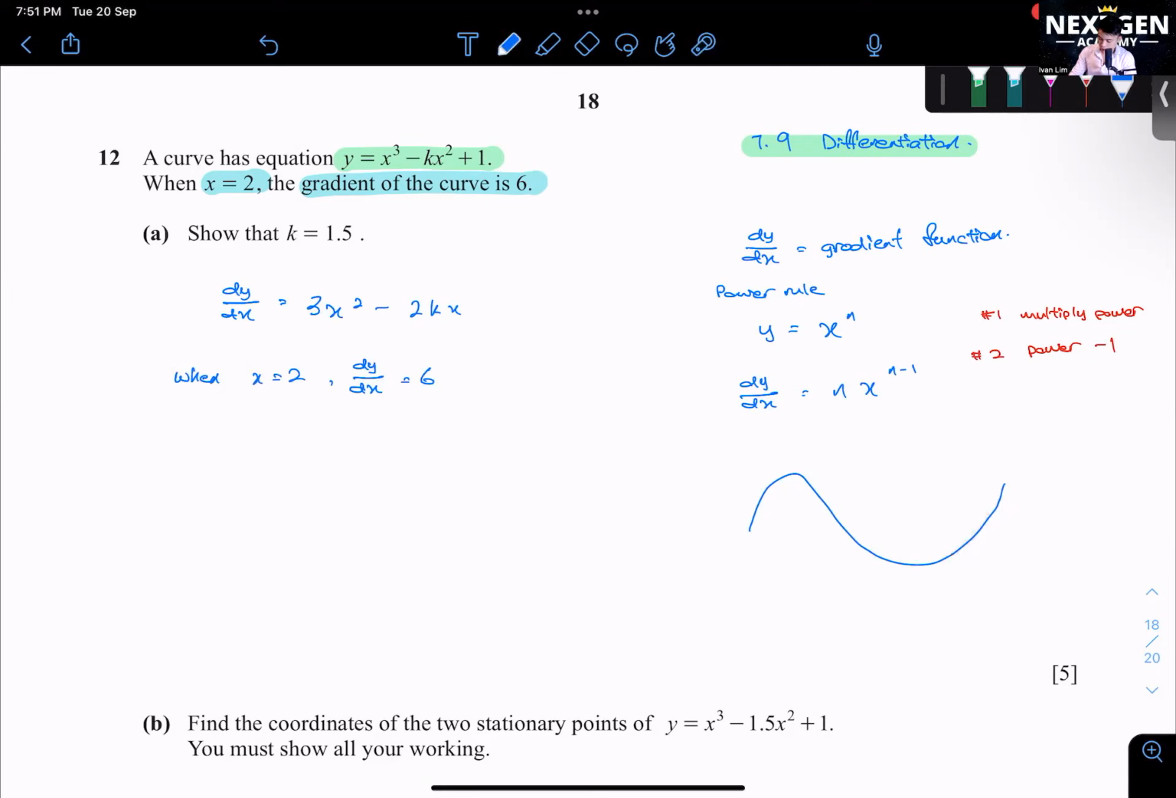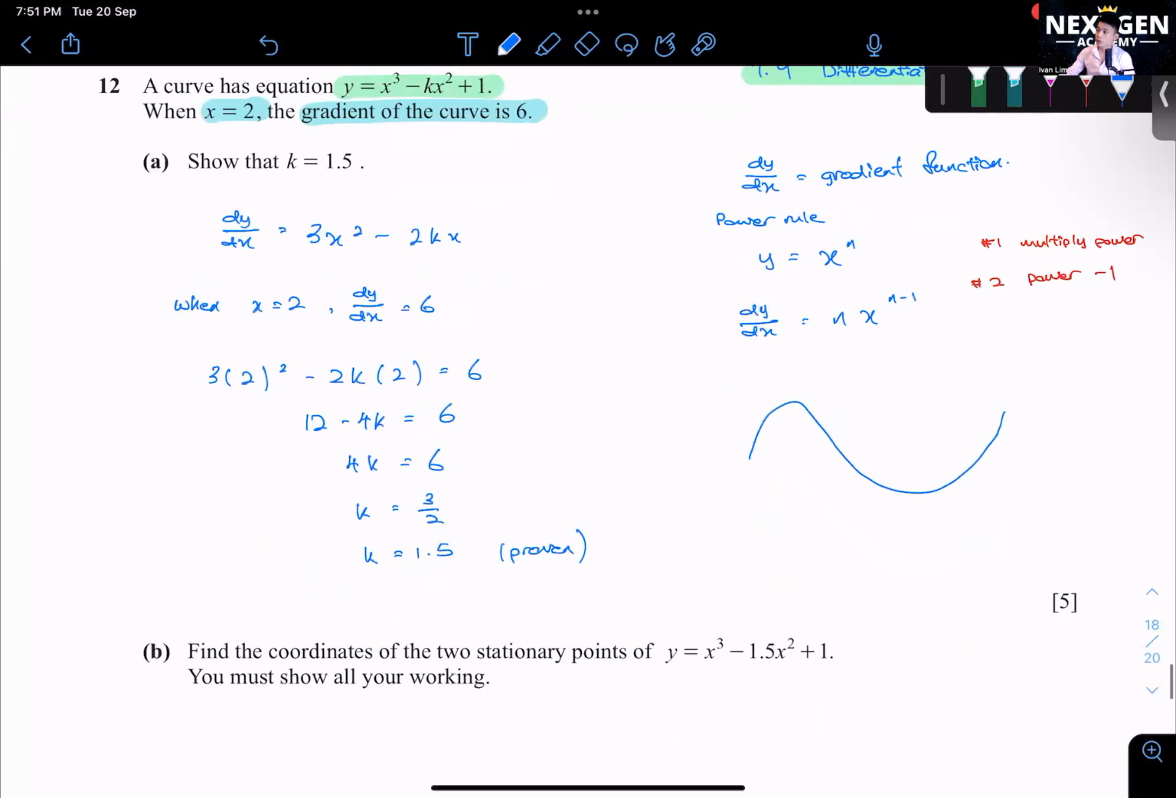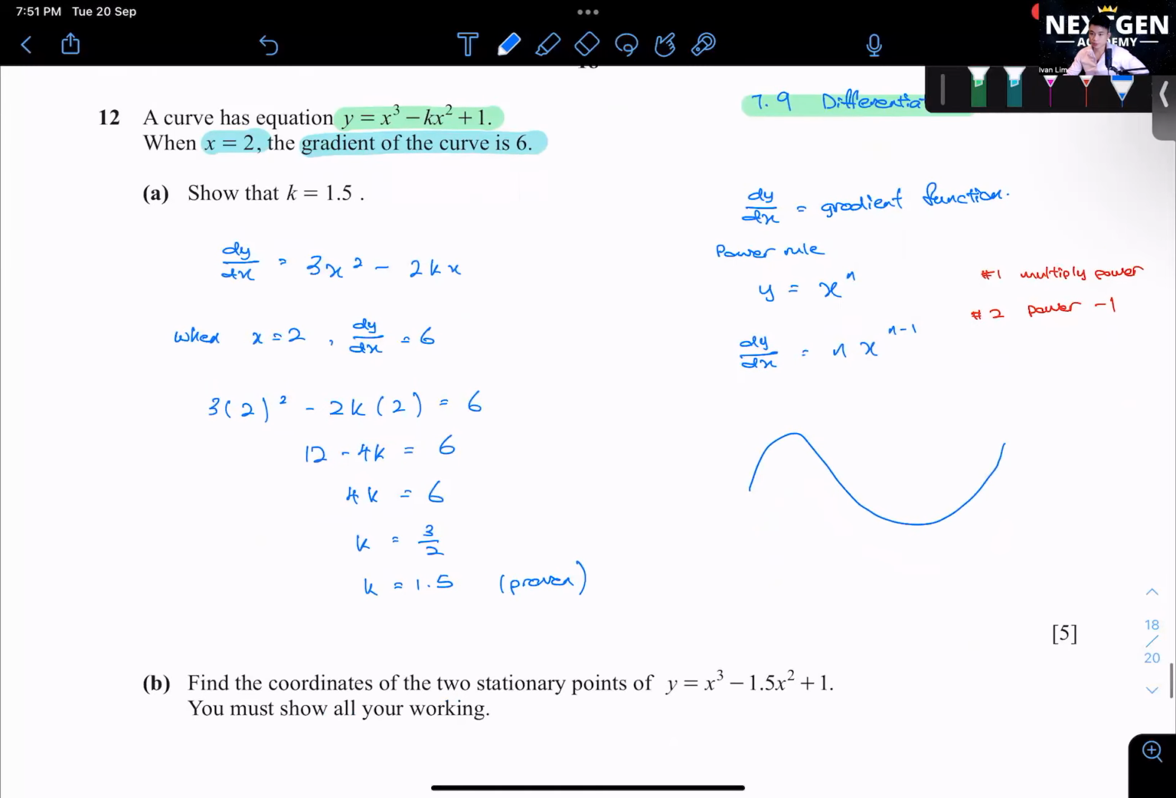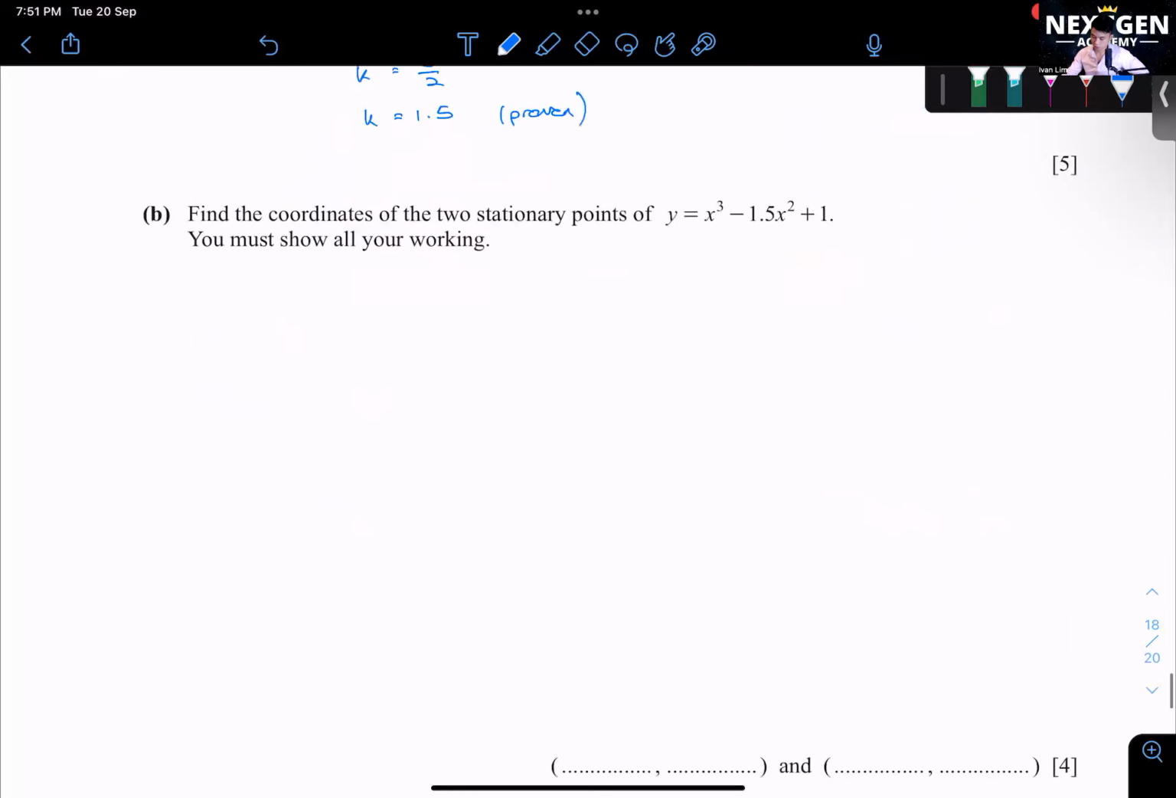So sub it in. 3 times 2 squared minus 2k times 2 equals 6. Go and open out the bracket. 12 minus 4k equals 6, so 4k equals 6, k equals 3 over 2, or 1.5. Proven. Nice, 5 marks here. 7.9 differentiation.